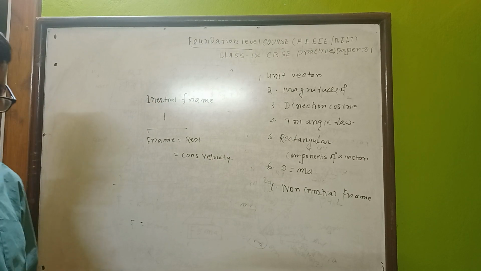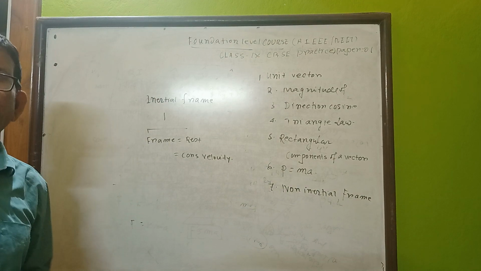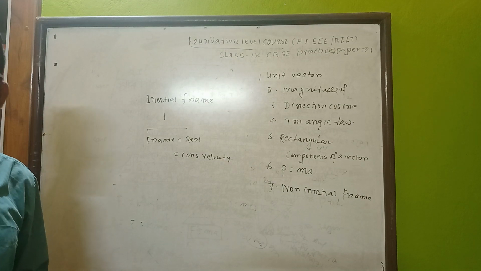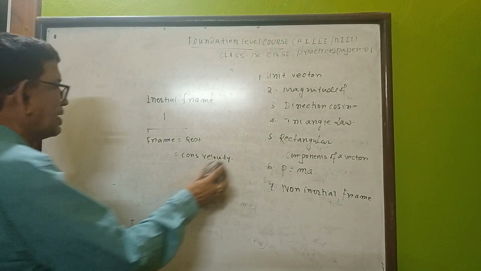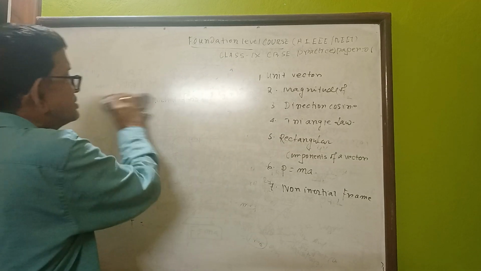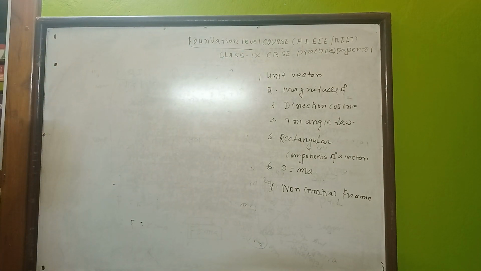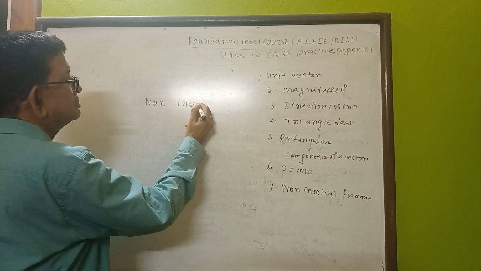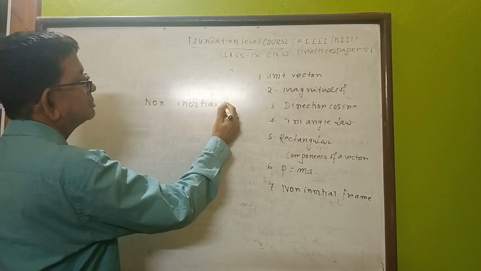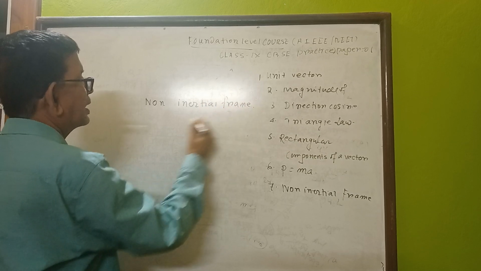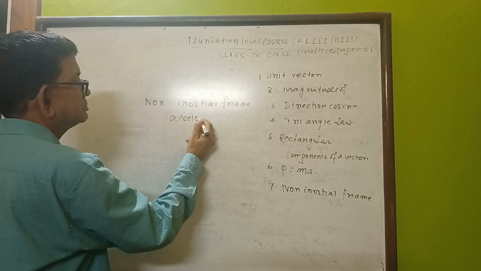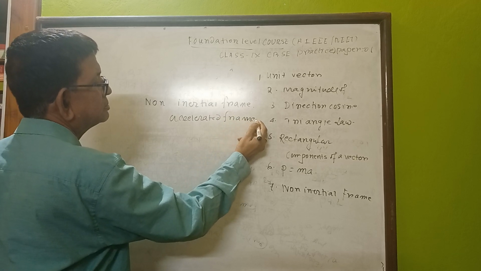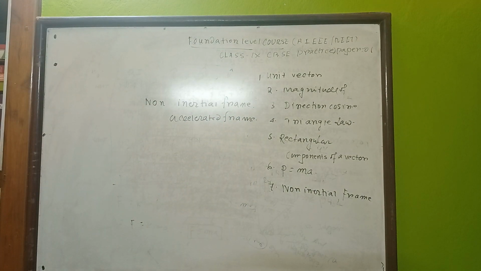Action equals reaction, the second law, and in the absence of external force, a body at rest will remain at rest, and a moving body moving with uniform velocity will move forever with uniform velocity in a straight line. Now children, non-inertial frame means a frame which is an accelerated frame. Clear? Non-inertial frame means accelerated frame.